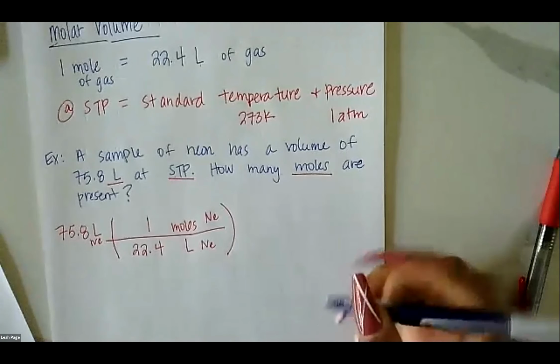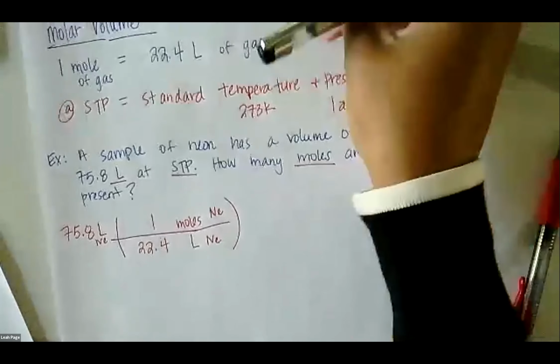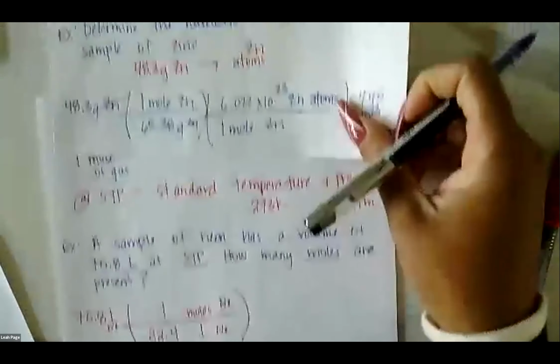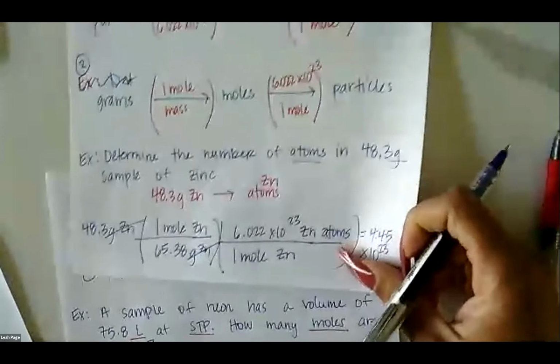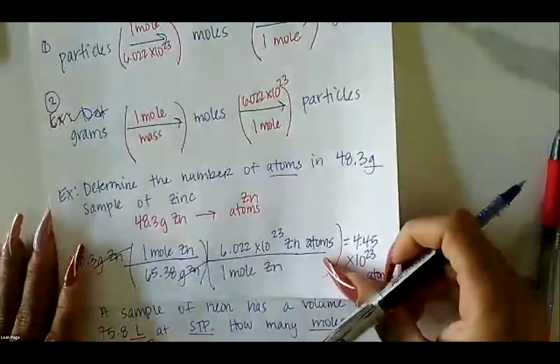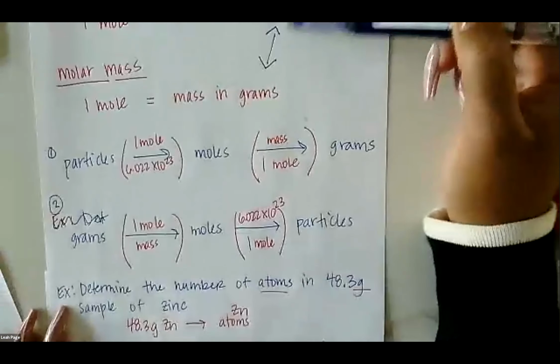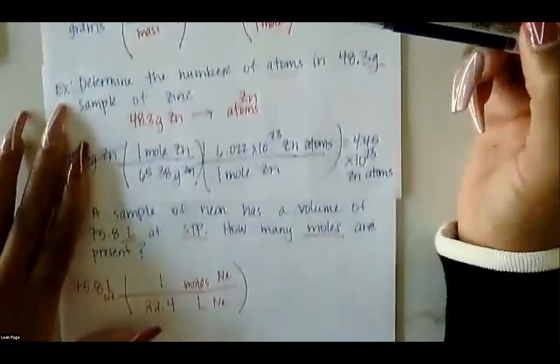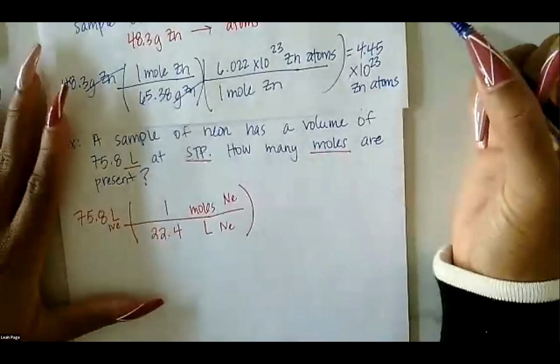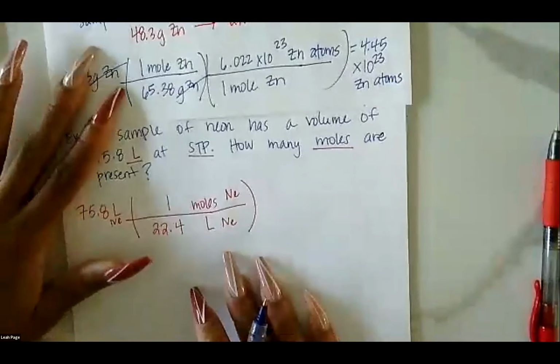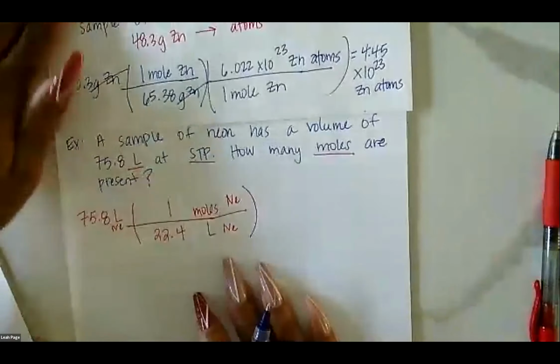Now, just like before, when I said I can't just go from grams to particles, I have to go to moles first, the same thing happens if I want to go from liters to particles or liters to grams. I can't just go from liters to grams. I have to go to moles first.